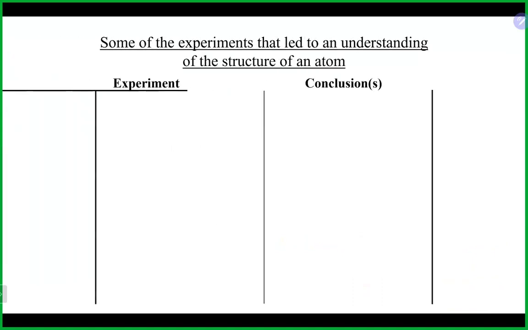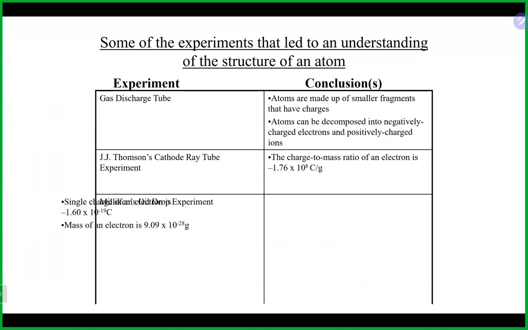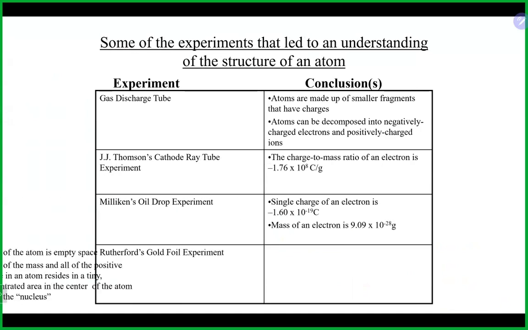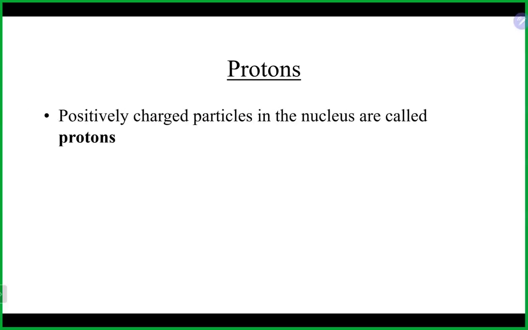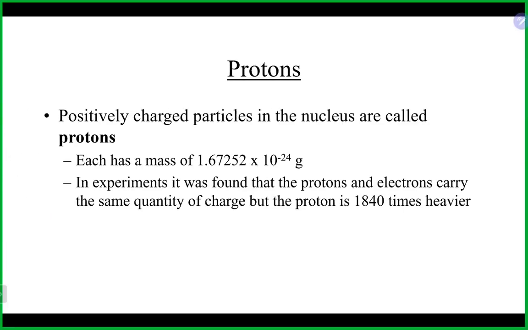All right. So here's just a table of some of the experiments and the results that we talked about. It's a good little summary table of sort of the understanding of the structure of the atom. Now, the protons, as we talked about, found to be in the nucleus and positively charged. And experiments show that the protons have a mass of 1.67252 times 10 to the minus 24 grams. Again, if you remember, our electron's mass was like 9.09 times 10 to the minus 28 grams.